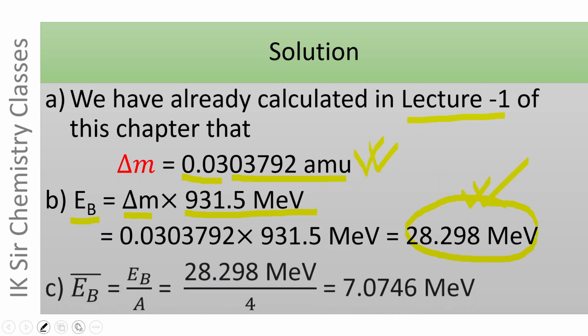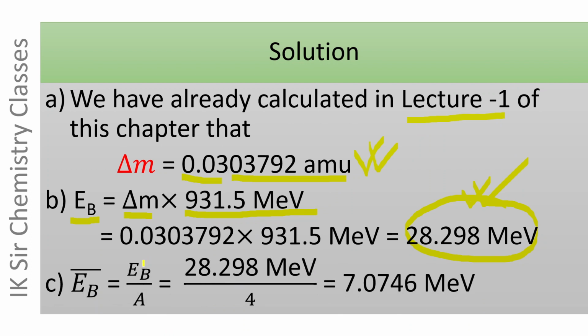And now binding energy per nucleon is equal to nuclear binding energy divided by mass number. Mass number of helium-4 is 4, and on dividing this amount of energy by 4, we get 7.0746 mega electron volt. Each nucleon of the He-4 nucleus is bound together by this amount of energy.